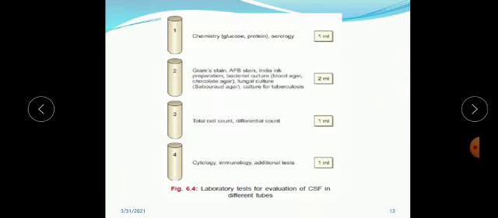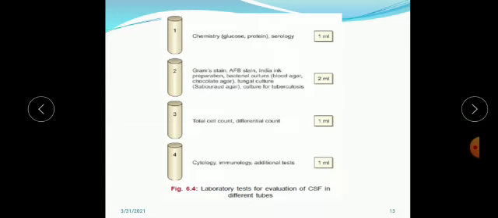Four tubes are collected. First tube is collected for biochemical examination like glucose and protein estimation, as well as to carry out the serology. Second tube is reserved for the microbiological examination to carry out the Gram stain, AFB stain for detection of tuberculosis, India ink preparation for detection of cryptococcal infection, bacterial culture on blood agar, chocolate agar, fungal culture on Sabouraud's agar, and culture for tuberculosis. And 2 ml of CSF can be collected in the second tube.